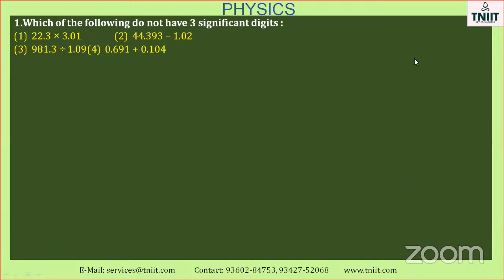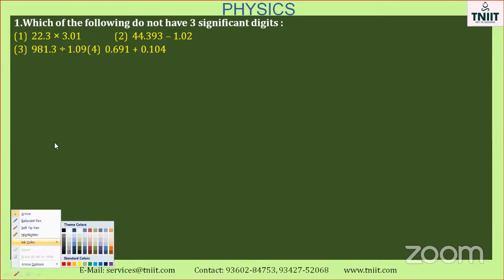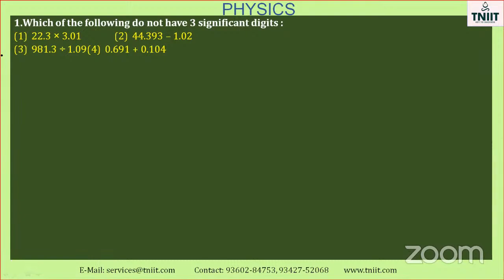Look at the first question. Which of the following do not have three significant digits? Here it is three significant digits. Here also three significant. In the third option also, we have at least three significant digits. Here also we have three significant digits.